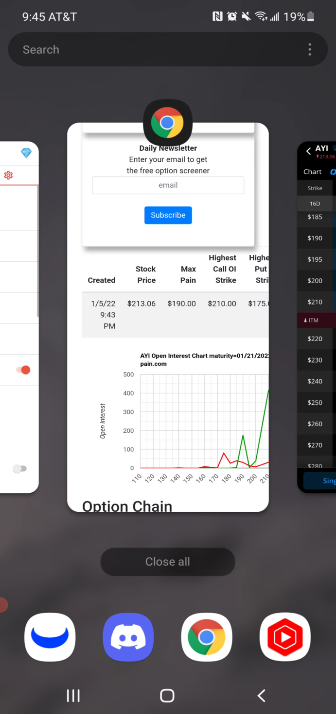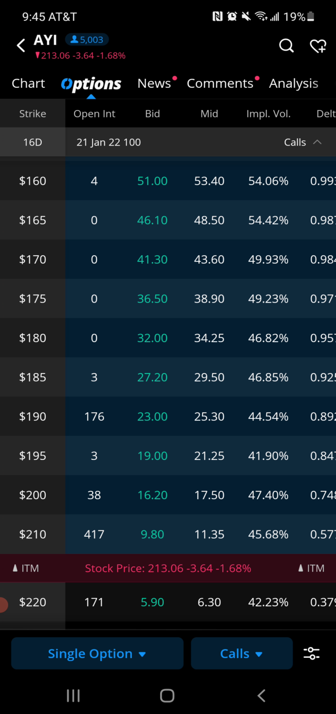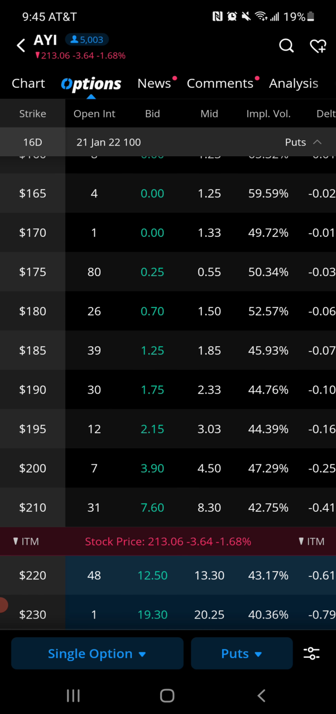What was max pain again? 190. So max pain at 190 for puts. If you wanted to wait it out and play the put game, we're talking 175. You know, with low IV.